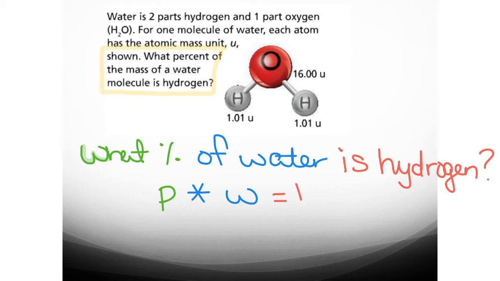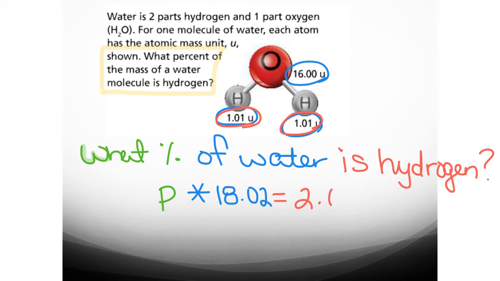Well, let's replace a little bit of this. Well, let's go into the water. I need the mass of that entire water molecule. Add up the pieces: 16.00 plus 1.01 plus 1.01. That's 18.02. But then it's asking, is the hydrogen? Well, let's add up the two hydrogen pieces. We get 2.02.